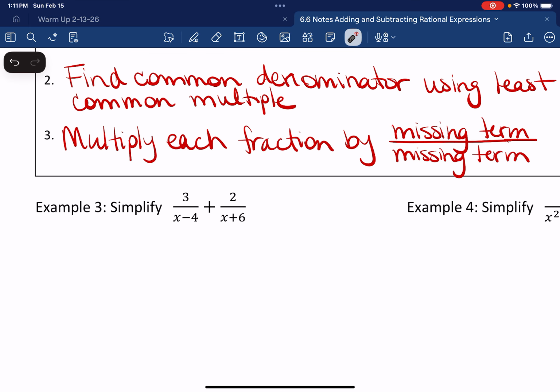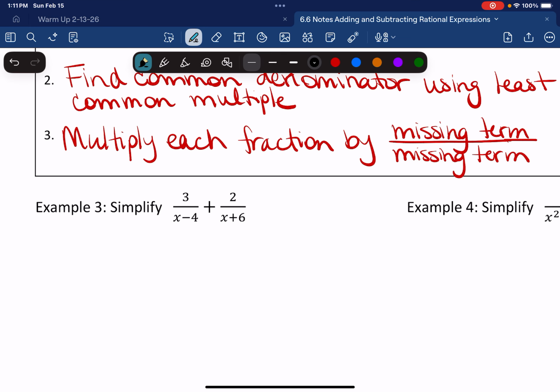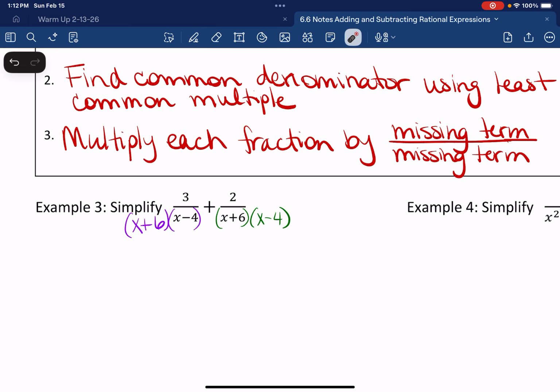So all I've got to do is multiply my first denominator by x plus 6. And I'm going to multiply my second denominator by x minus 4. It's whatever they're missing. So now they both have an x plus 6 times an x minus 4.